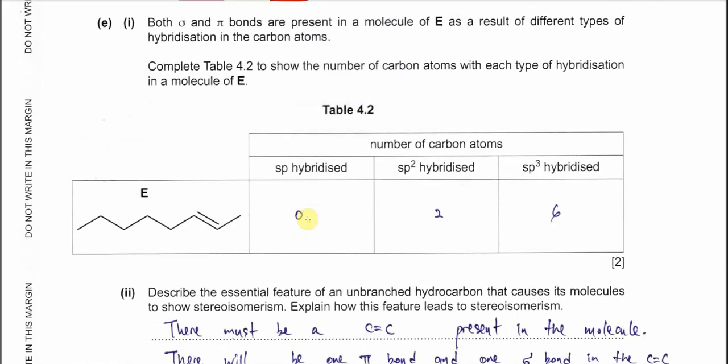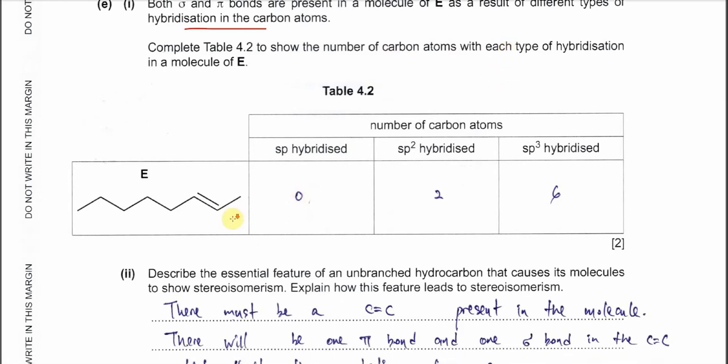Part E1. Both sigma and pi bonds are represented in the molecule of E as a result of different types of hybridization in the carbon. Complete table 4.2 to show the numbers of carbon with each type of hybridization in the E. So let's focus on this molecule. Just let you know the shortcut. Whenever you see the CC double bond, means this carbon with the double bond, these two, it must be the sp2 carbon.